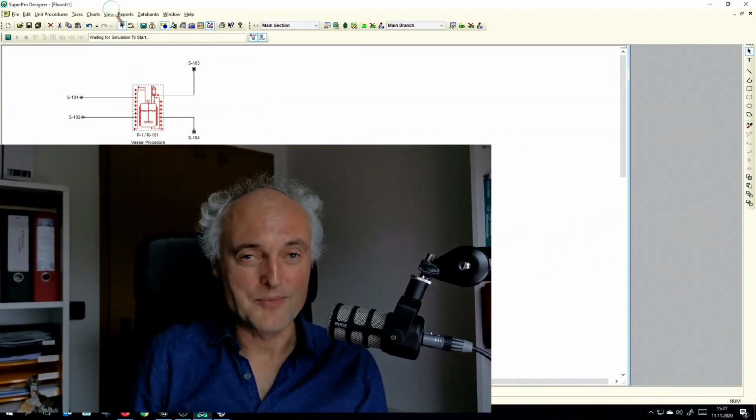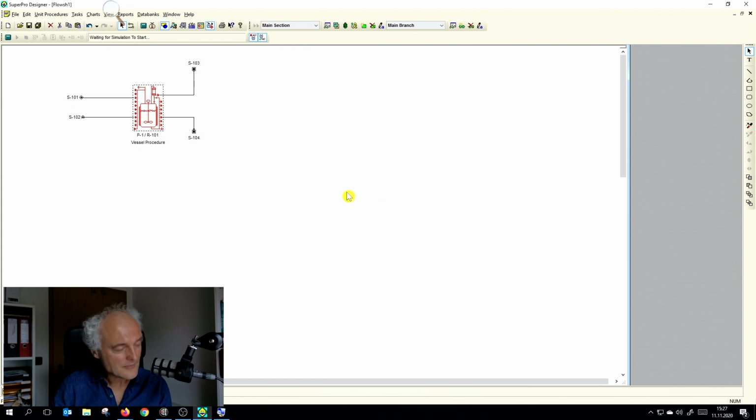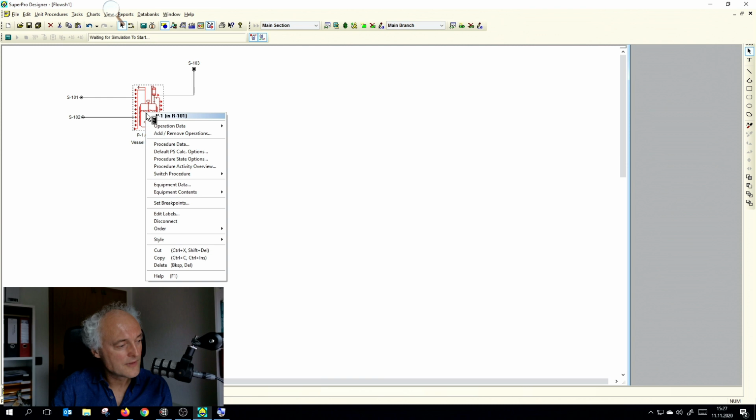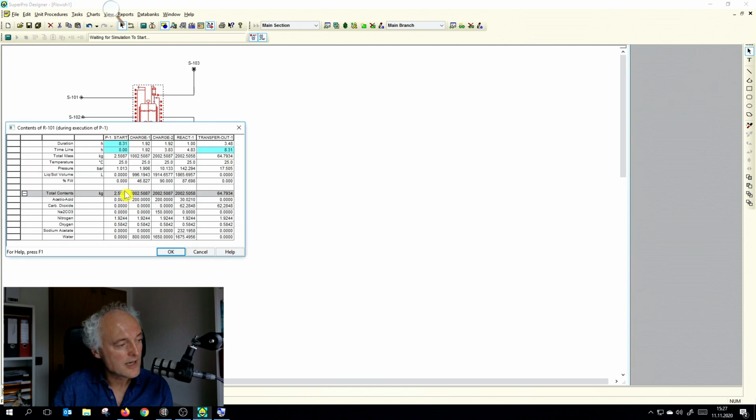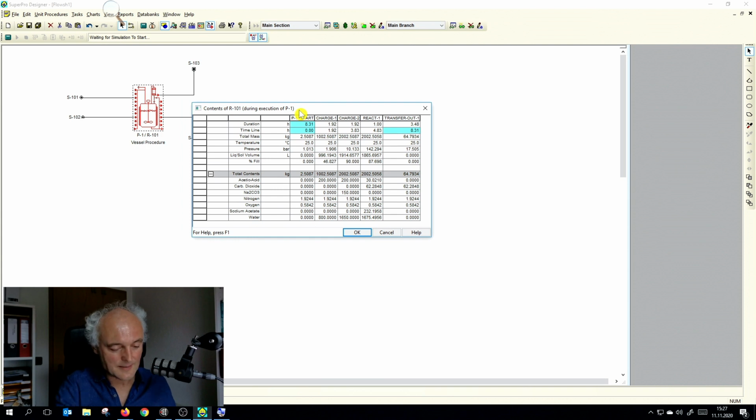Okay, so the mass balance worked. Now it's a big time. We can look at what really happened. Now we can, for example, right click on our vessel procedure, operation data. You see we have all these settings. And now we want to go to equipment contents. And we want to see what is happening during our P1 reaction. And here we are. And this is what we see.